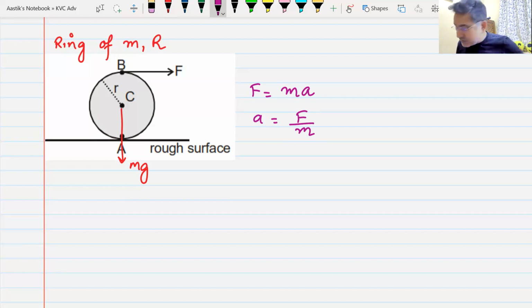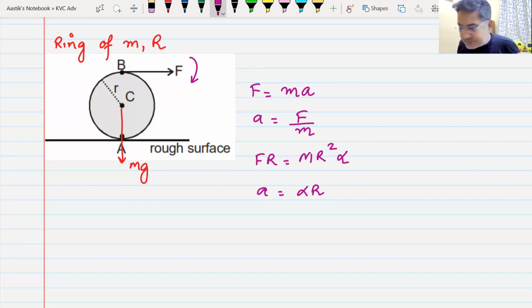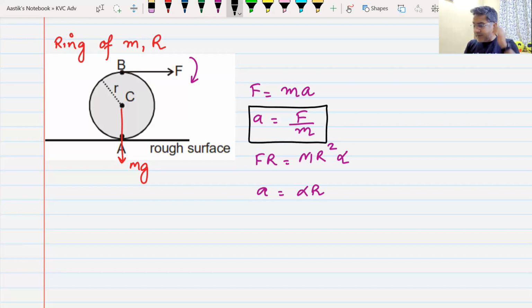Even if you write the equation for torque, F into R is equal to I alpha, which is m r square into alpha. And if you write the equation of rolling without slipping, a will be equal to alpha r. No matter which equation you solve, you will get the same result. Acceleration is F by m. So when static friction becomes zero, the question becomes very simple. Do we understand this?